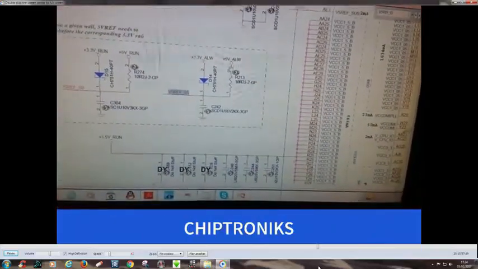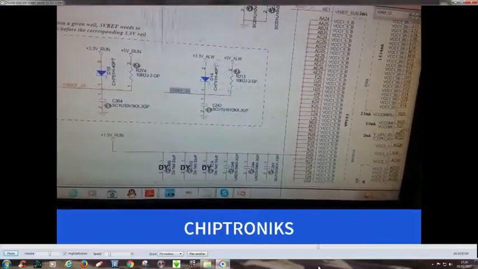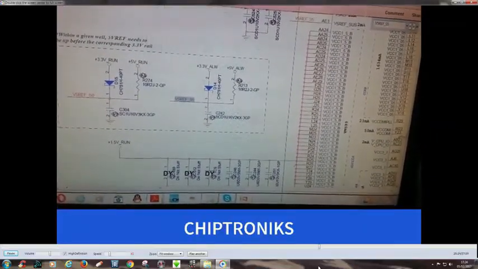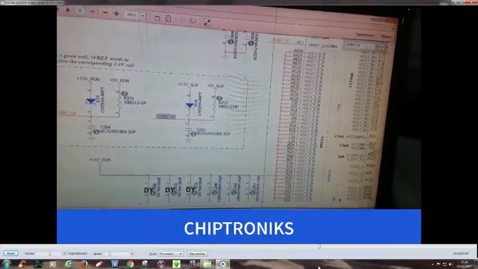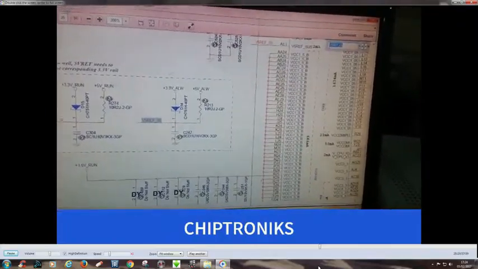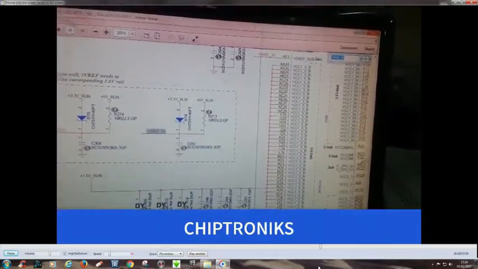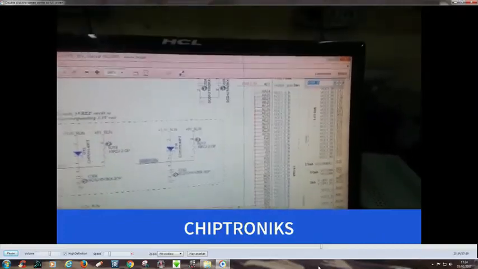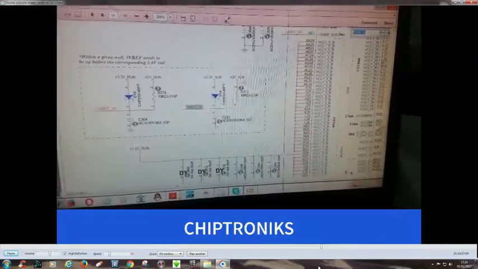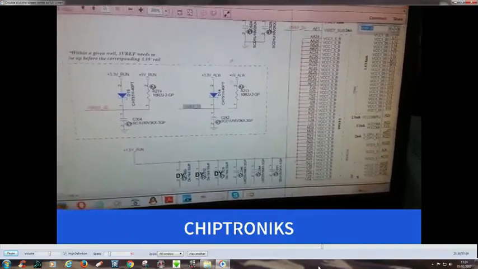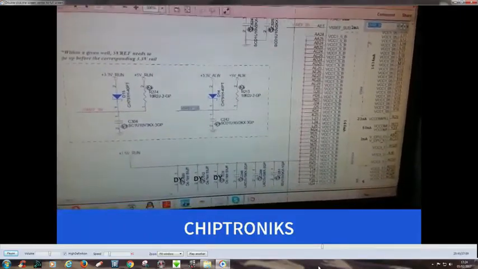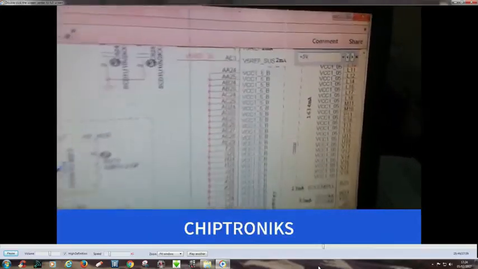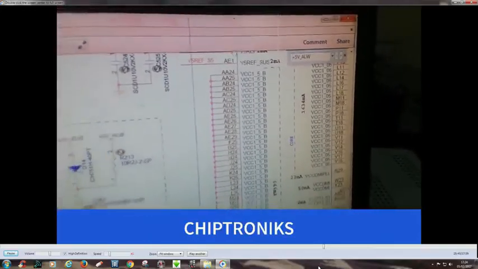So let's check, we have already checked the pin number here that 5 volt is coming. So let's go back to check the pin 2 of this diode, whether at this pin there is 3.0 volt. Let's check how this +5V_ALW is generated.